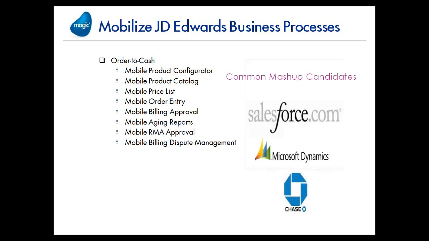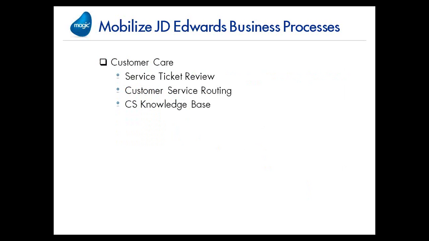Now, again, in the order to cash area you're going to have not only CRM integration, where you've converted the opportunity to an order and therefore have an order incoming from the CRM system in some instances, but also cash management kinds of interfaces with your electronic banking providers. Now, in terms of customer care, there are 3 examples here. There could be 100. I just wanted to limit it.